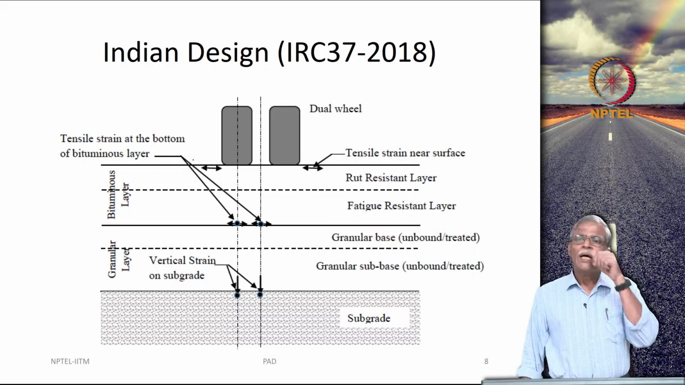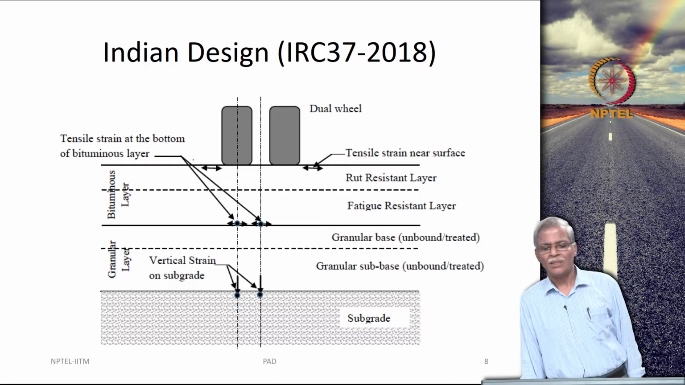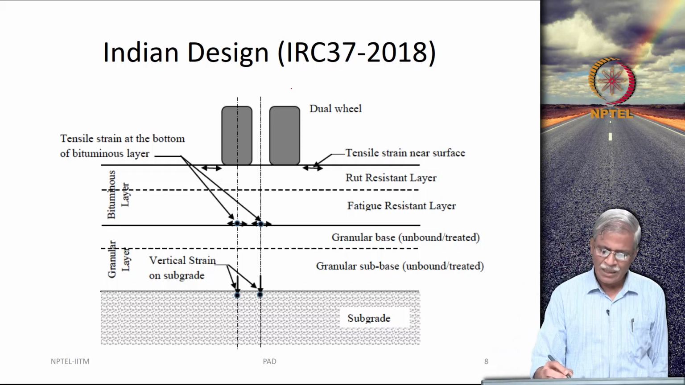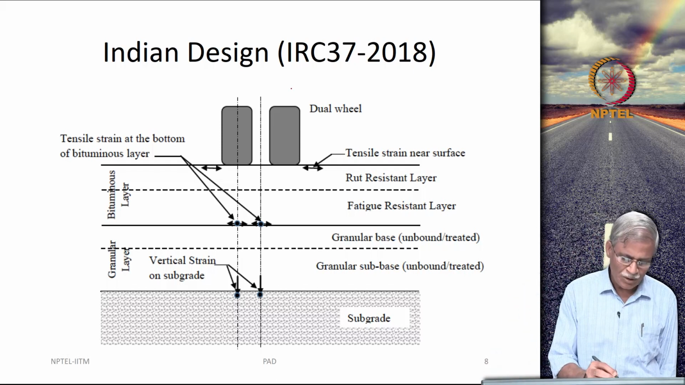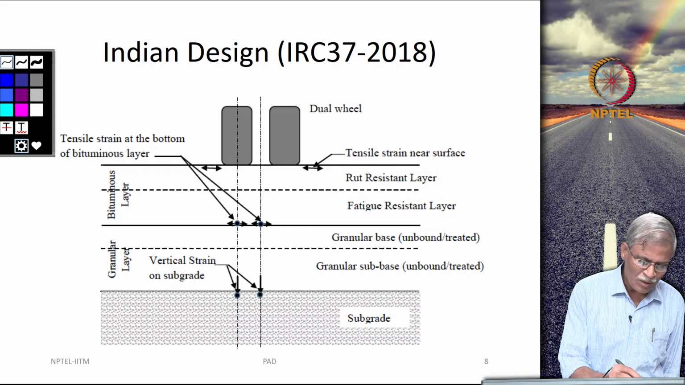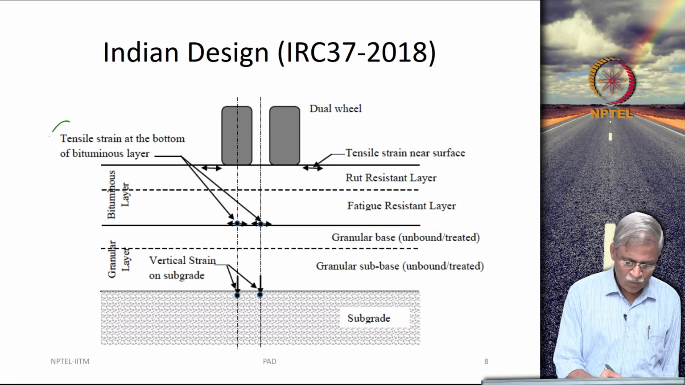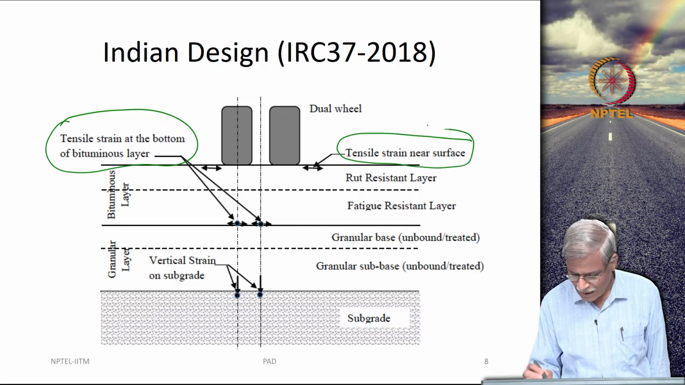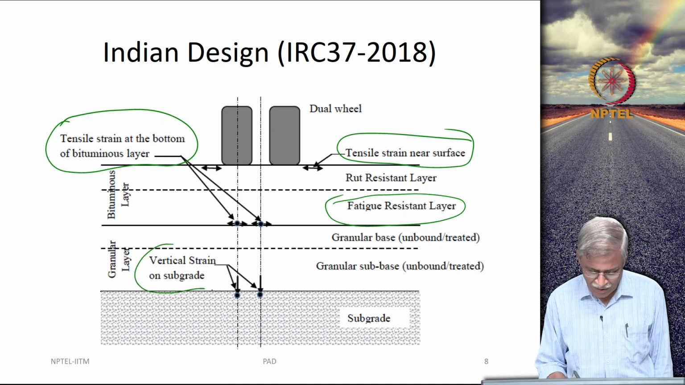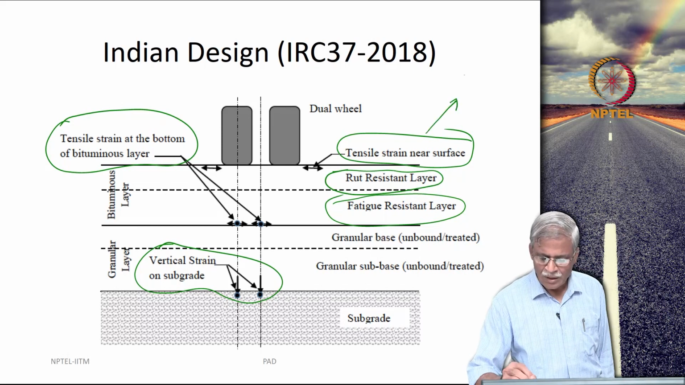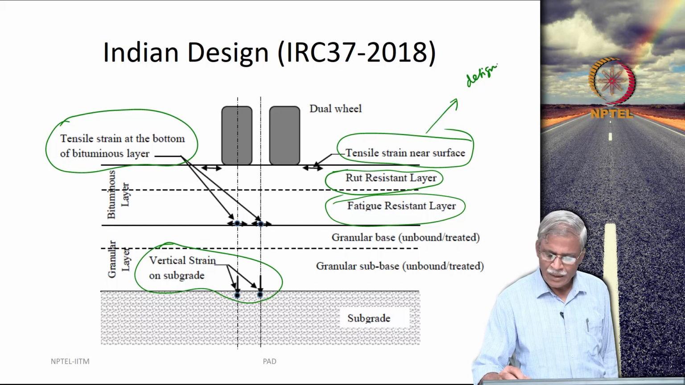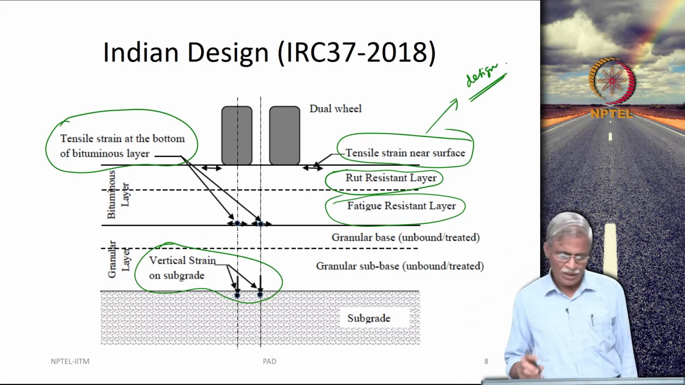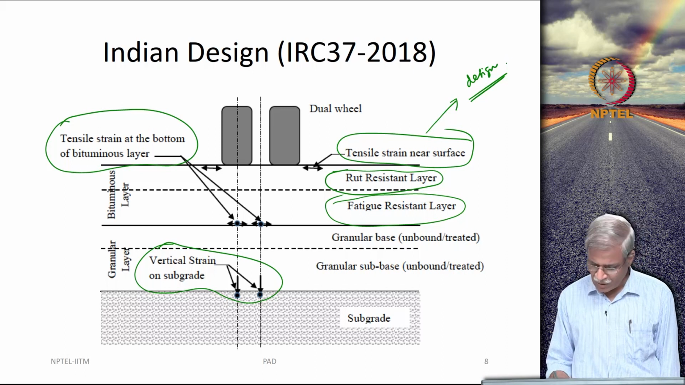So, let us come to the IRC 37 2008 cross section and see what it says. Now, there are many design aspects that are also introduced here. So, let me just give you a clue about what these design aspects are. These words that you see here: fatigue resistance layer, vertical strain on the subgrade, rut resistance layer. So, all these things that are written in green color come from the perspective of design. So, first let us take a look at the cross section. The cross section is the same.